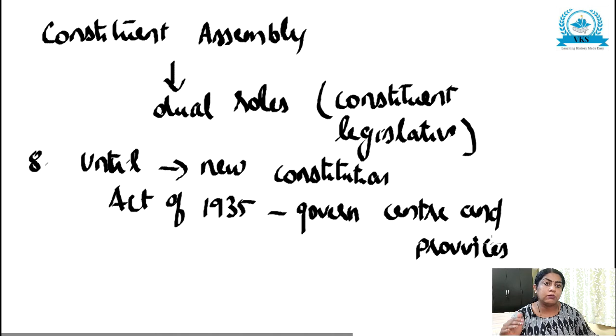So these were the main provisions of the Indian Independence Act of 1947. And with the passing of this act, India and Pakistan became free nations. So that was the main provisions. Now let us go through the points which we have studied till now.